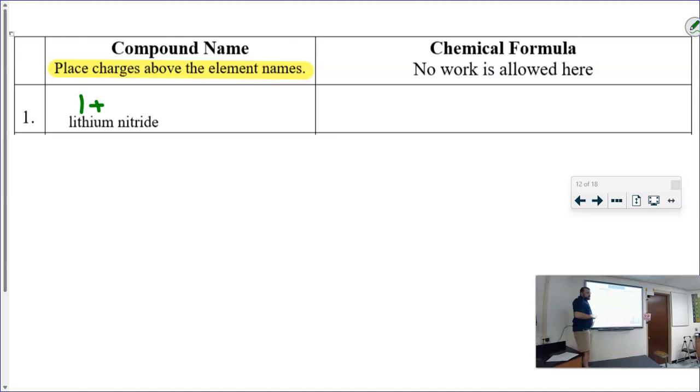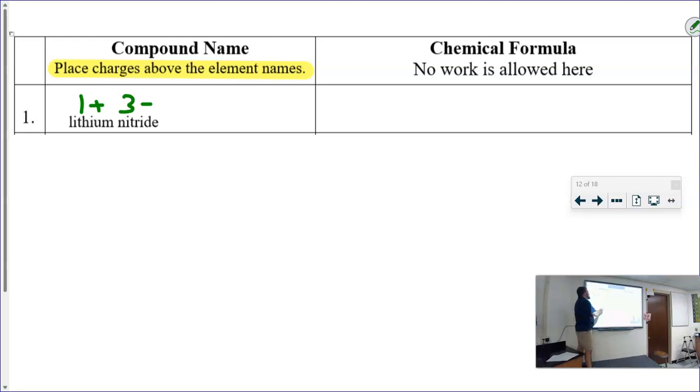Nitride. The other part of this is nitride. That IDE ending means that it's an anion. It's a non-metal ion. So if I go and look up nitrogen, which is what nitride is from, I would find that it has a 3- charge. So here's the deal. These lithiums are going to be 1+. Any nitride is going to be 3-. But what did we say way back in the beginning? Any compound we create has to be neutral or 0 in charge.